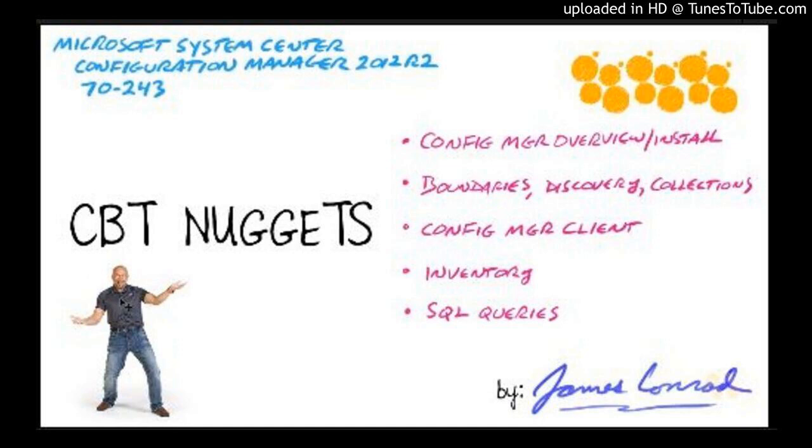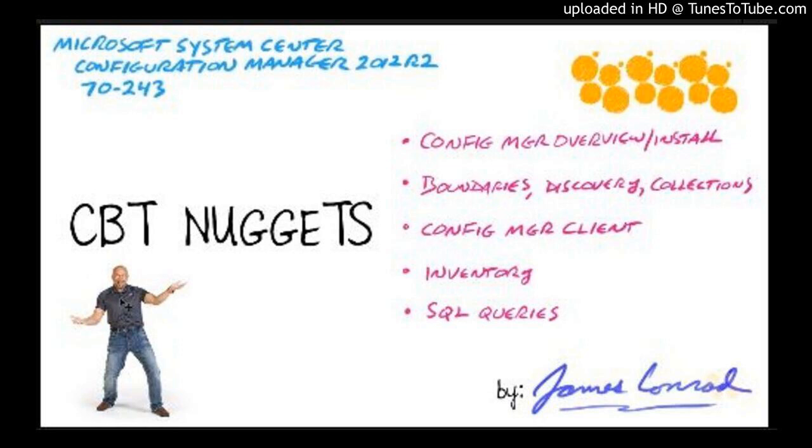Now these two asterisk items that we see right here, that's just to point out, I didn't want to forget to mention this, that these two items, asset intelligence synchronization and endpoint protection roles, can only be installed on a CAS server. You don't install those on primaries or secondaries.